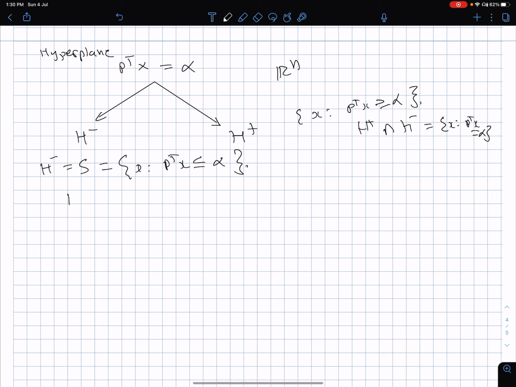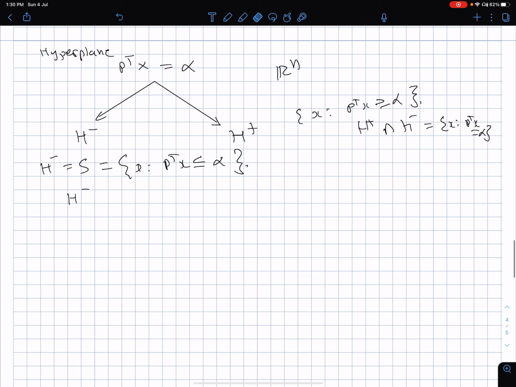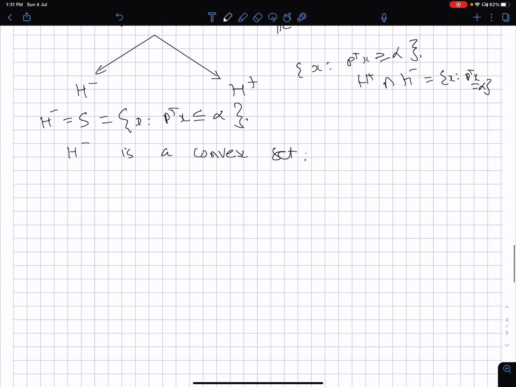Now I am saying that whether it is h plus or h minus, I am taking for illustration h minus is a convex set. How do you check that? So choose x1 from S, or in our case h minus, which implies that P transpose x1 is less than or equal to alpha. Choose x2, another point from the lower half space. So you get P transpose x2 is less than or equal to alpha.